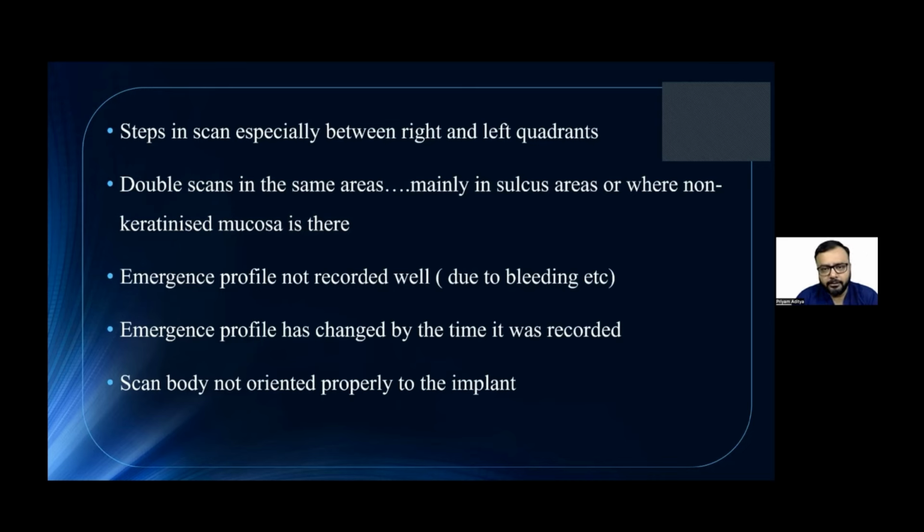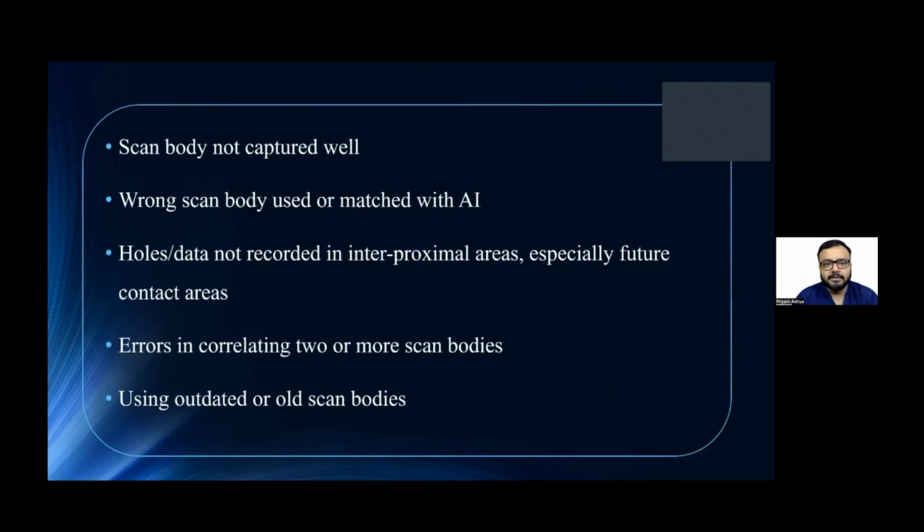Scan body not properly oriented to the implant. Sometimes there's a wrong selection of the scan body also. So please ensure that your staff is putting the right scan body for you on the tray and you place it properly. Scan body not captured well. Sometimes we do not capture the scan body's distolingual or distobuccal line angles, or the mesiolingual line angles, which are also very difficult to capture. Please ensure that you increase the depth of the scanner, so you capture it well. Again, the wrong scan body should not be used, and wrong matching definitely is not something that is preferred. You have to avoid it anyhow.